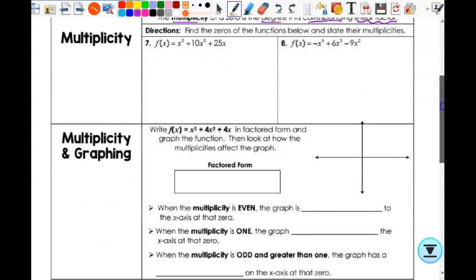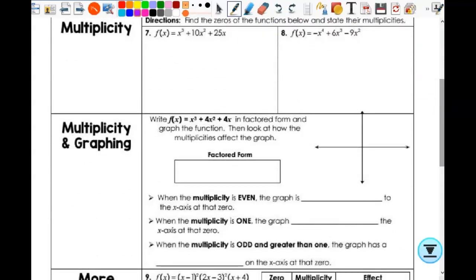So we are going to, just like we did yesterday, find the zeros, but then we're also going to talk about the multiplicities. So I have f of x equals this trinomial function, so I'm going to set it equal to 0. Do I have a GCF? Yes, x. So I get x, and then that gives me x squared plus 10x plus 25.